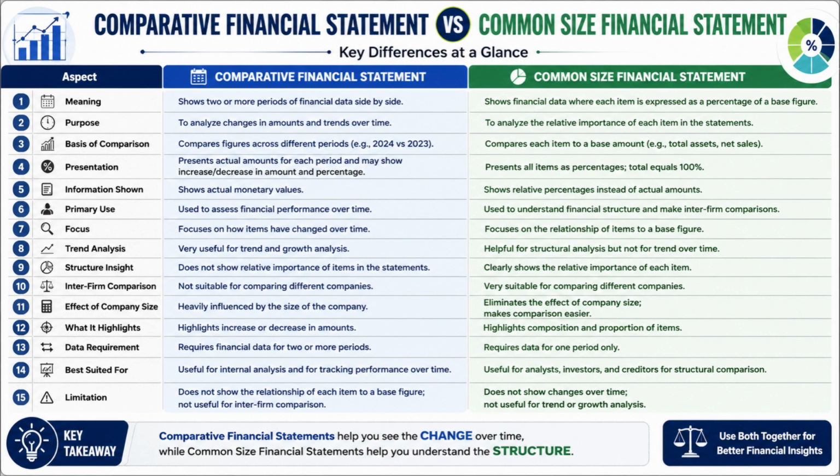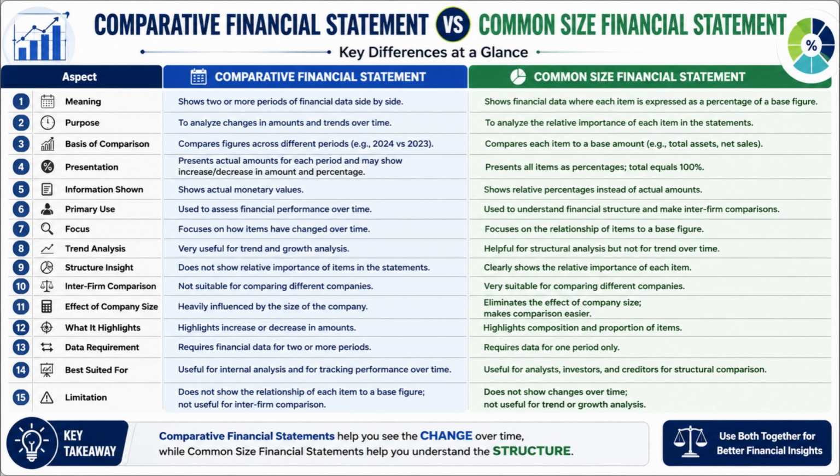Number 3. Comparative financial statement compares actual monetary figures, whereas common size financial statement compares percentages and proportions. Number 4. Comparative financial statement helps identify increases and decreases in amounts, whereas common size financial statement highlights the composition of financial statements. Number 5. Comparative financial statement focuses on trend analysis, whereas common size financial statement focuses on structural analysis.